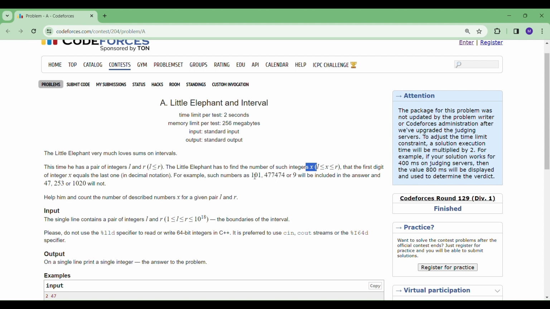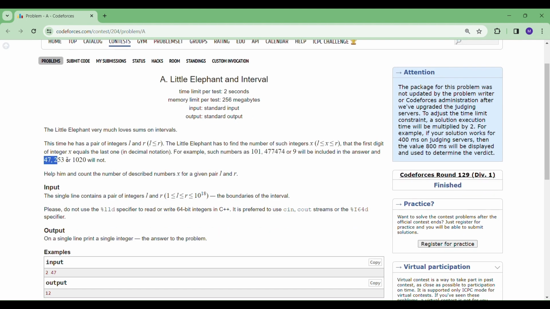See the number 101, the first digit is 1 and the last digit is 1, so it satisfies that property. See another number 477474, first digit is 4, last digit is 4. See 9 starts with 9 and ends with 9. So not only 9, every single digit number satisfies that property. You can also see numbers which violate that property. Now let's clearly see how to approach this problem.